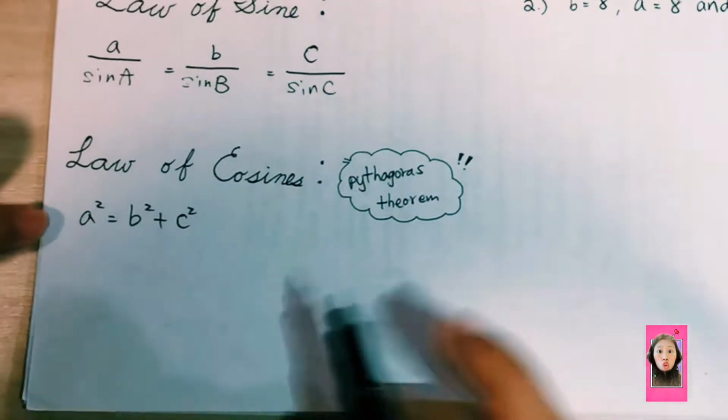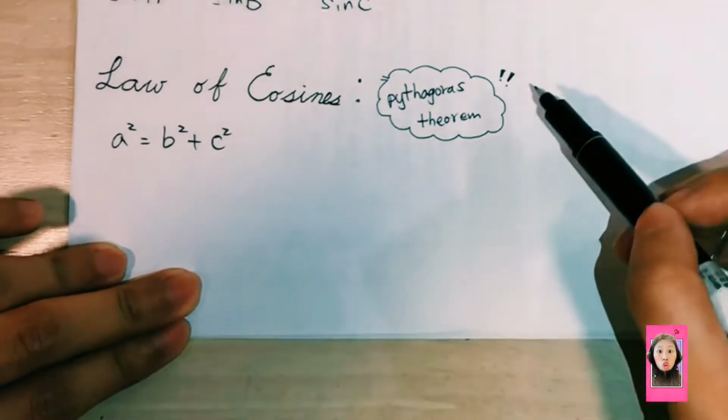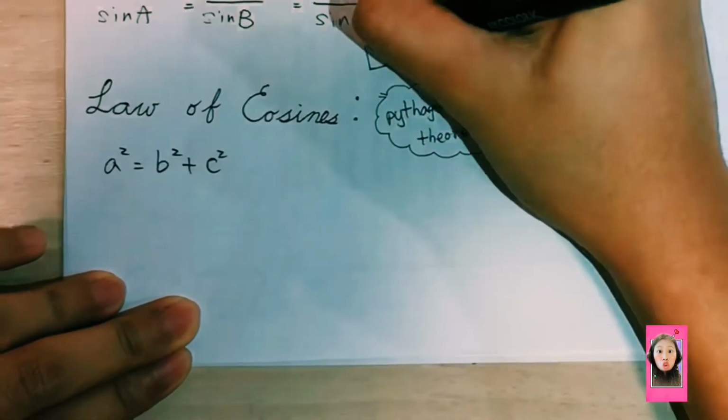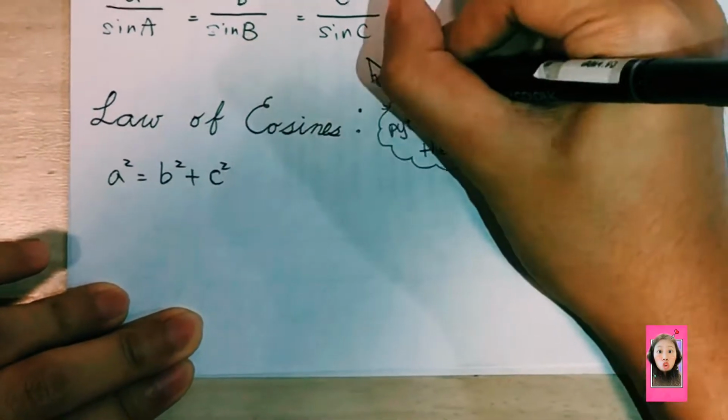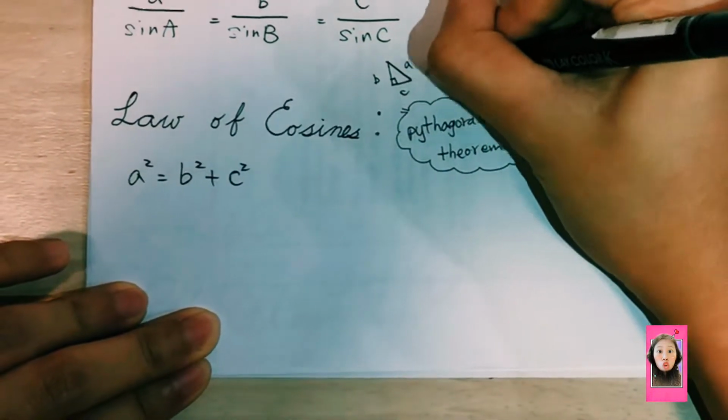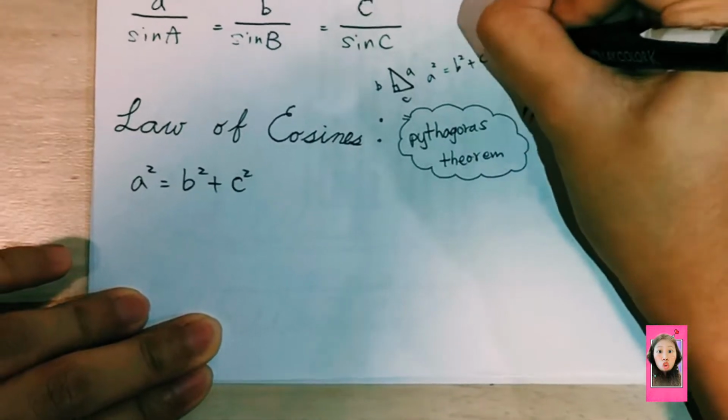And the other one is the law of cosine. Now, let's think about the Pythagorean theorem. The Pythagorean theorem is used in a right triangle, like this one. Here is 90 degrees. Here is a, here is b, here is c. And a squared equals b squared plus c squared.